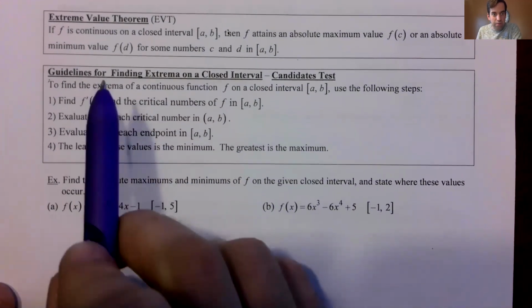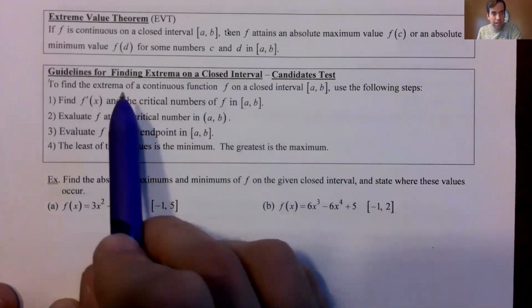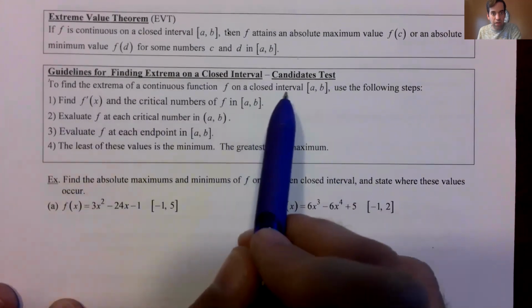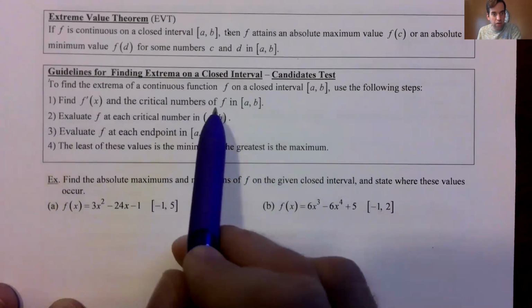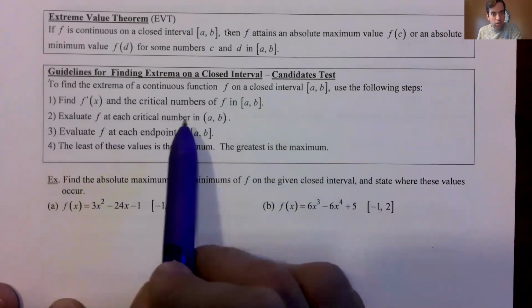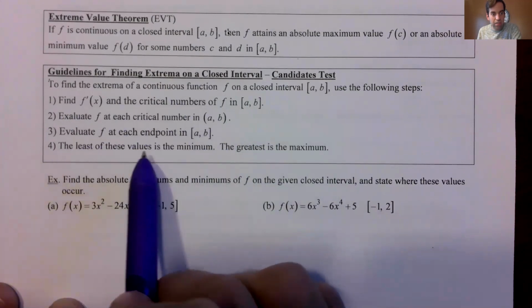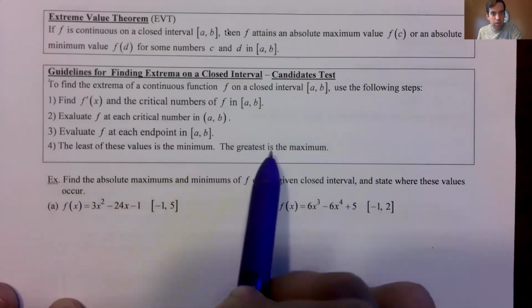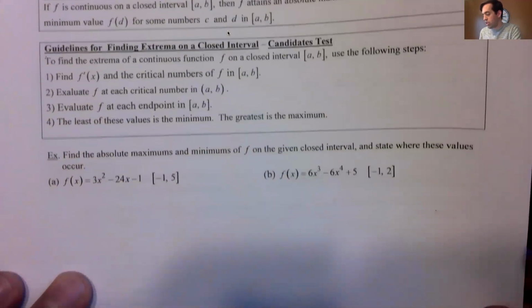And we have guidelines for finding extrema on a closed interval using the candidates test. So to find the extrema of a continuous function f on a closed interval a to b, use these steps. Find f prime and the critical numbers. Evaluate f at each critical number. Evaluate f at each endpoint. And the least of these values is the absolute minimum. The greatest is the absolute maximum. So that's how we find these extrema.